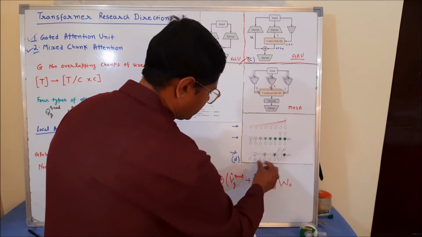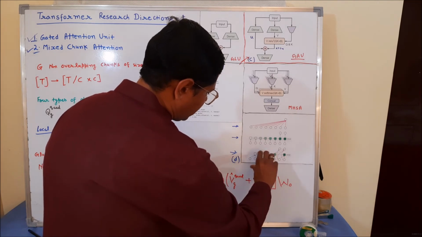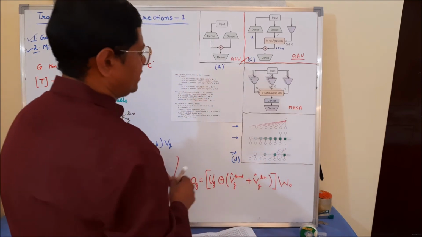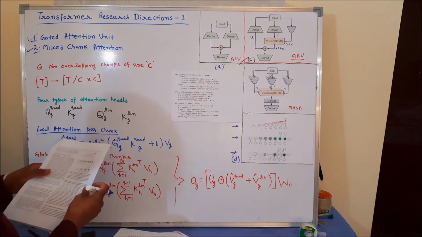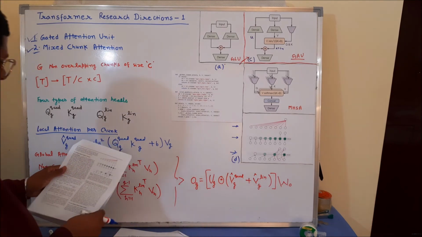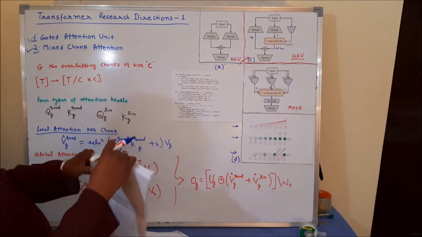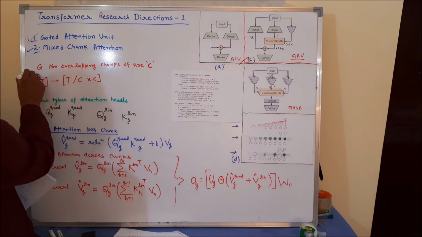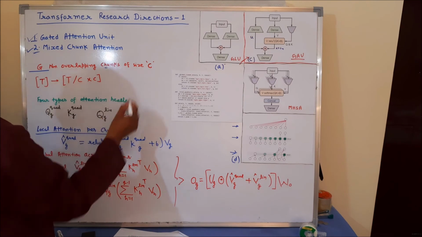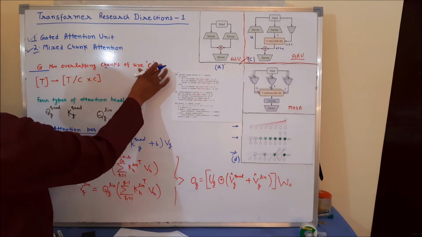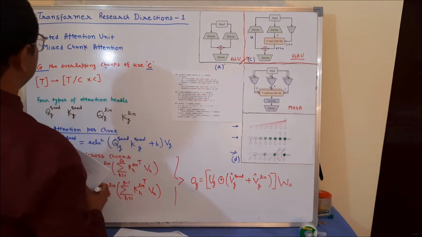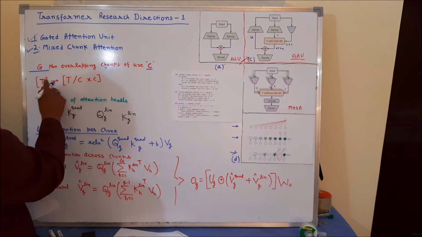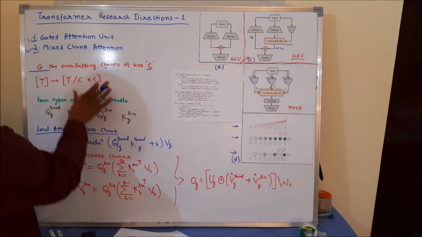Here the chunk size equal to 2 is taken by the authors, and the entire thing is achieved in a properly non-overlapping fashion. According to the paper, in the concept where they decided the mixed chunk attention, they divided the entire sequence into G non-overlapping chunks, and each chunk has size C number of tokens. So if T is the number of tokens, we can say that T equals T by C into C.